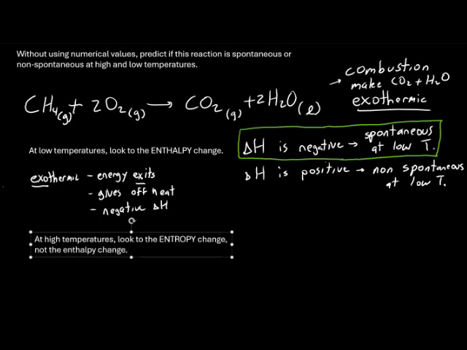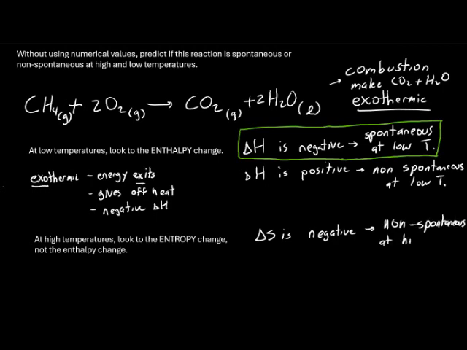If the entropy change is negative, that means we are actually not spontaneous at high temperatures. And if delta S, the entropy, is positive, that means we are spontaneous at high temperatures. So the situation with entropy is exactly the opposite of the situation with enthalpy. And once again, enthalpy tells us about low temperature, entropy tells us about high temperatures.